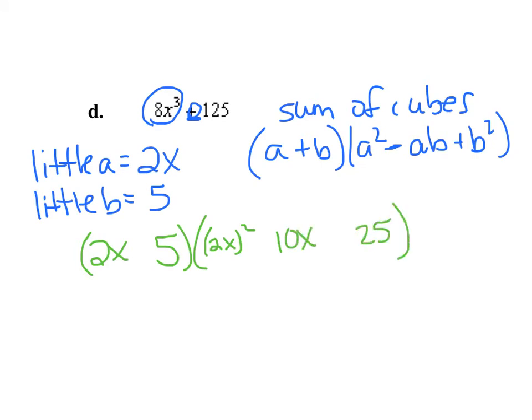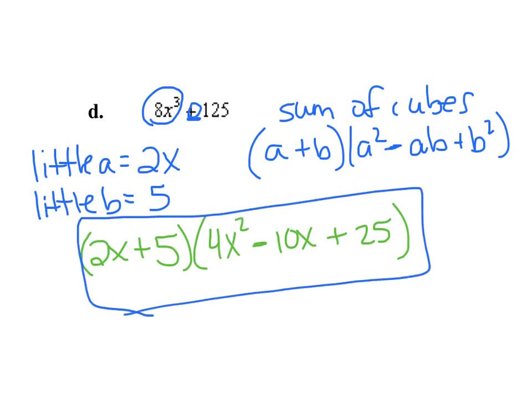Now let's go ahead and put our signs. Same, opposite, always positive. And the last thing we need to do is just make that (2x) squared actually 4x squared. And therefore, that would be our final answer.